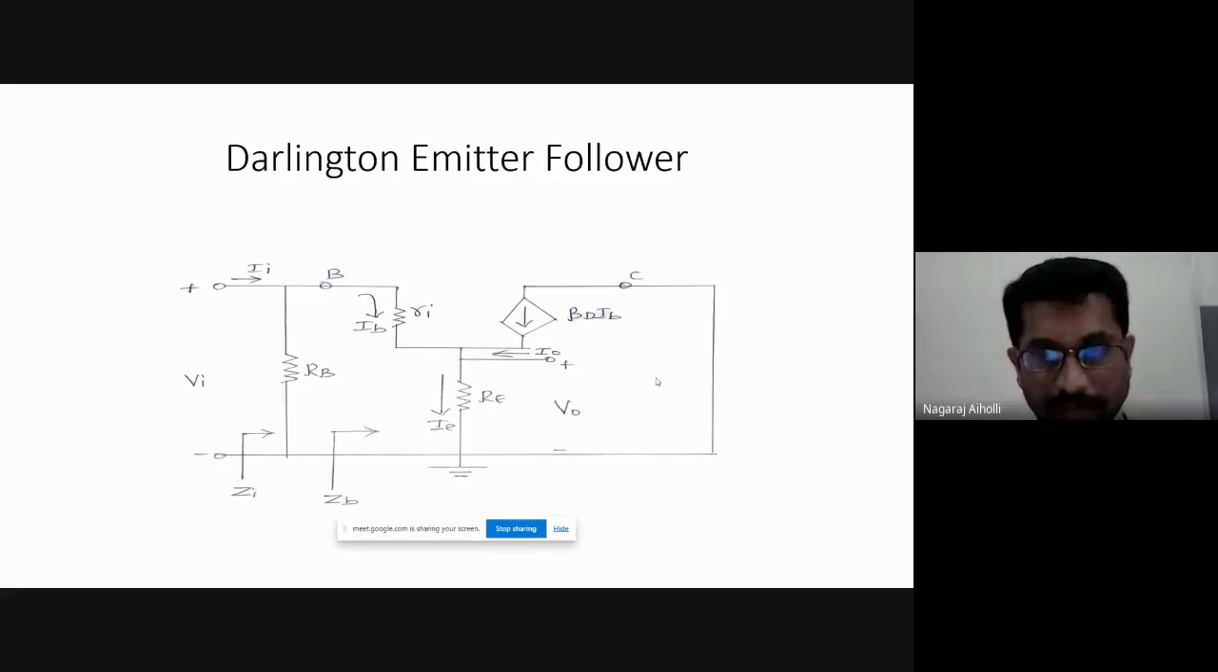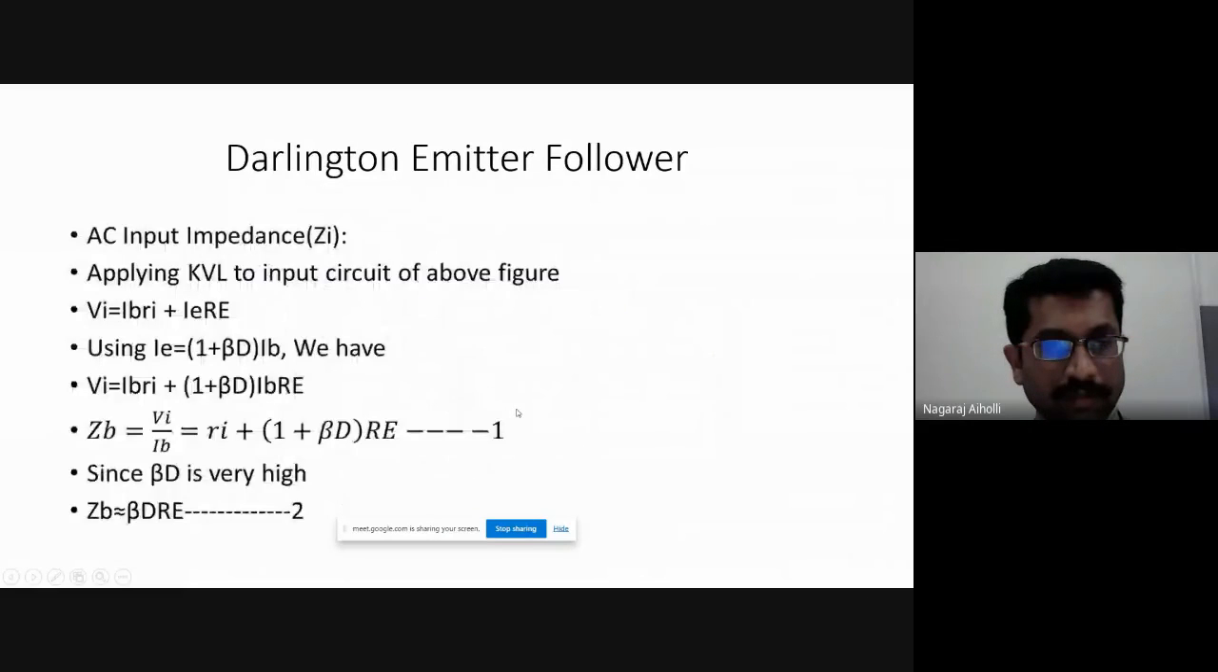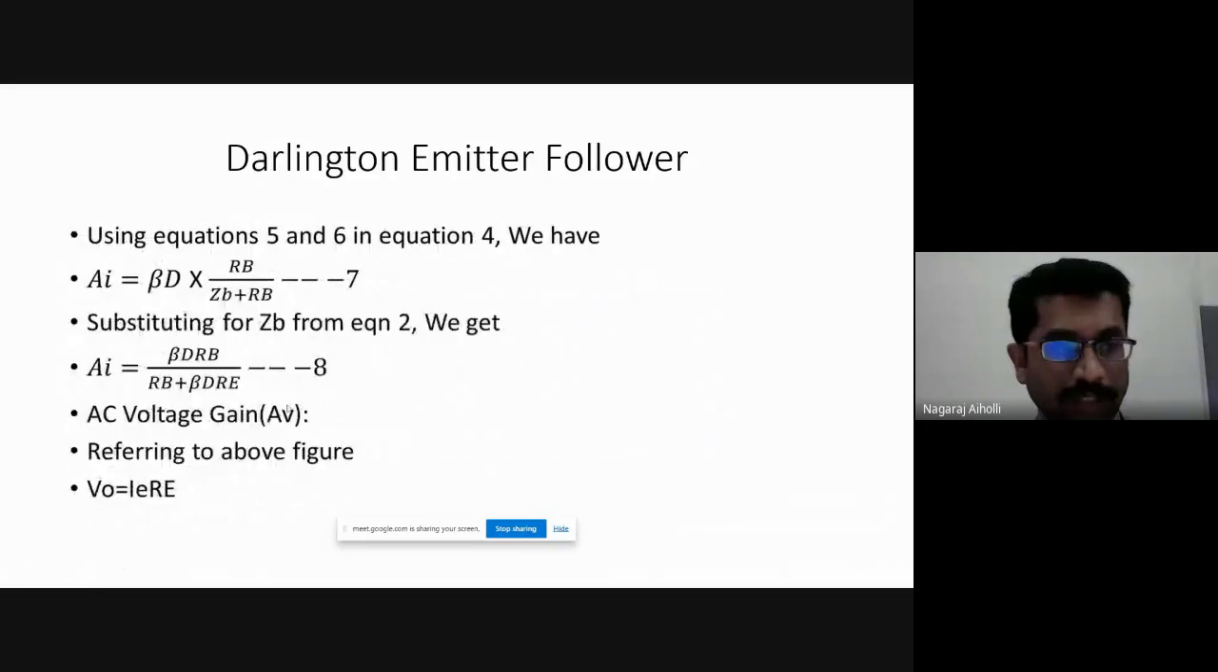What will be the equation for V0? Anybody? V0 is equal to IE into RE. Correct? That is output current multiplied by output resistance, that is output voltage V0. V0 is equal to IE into RE. Write it.